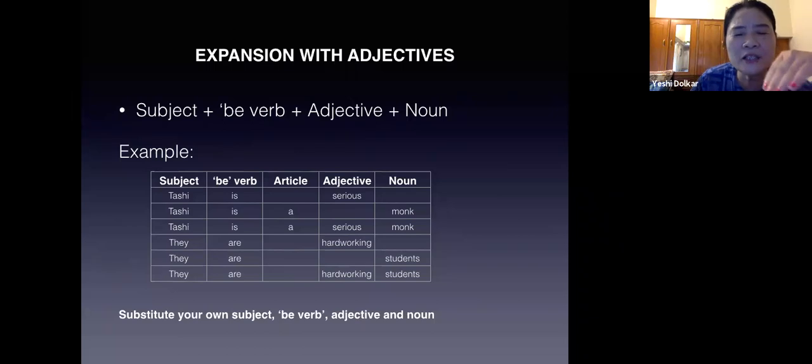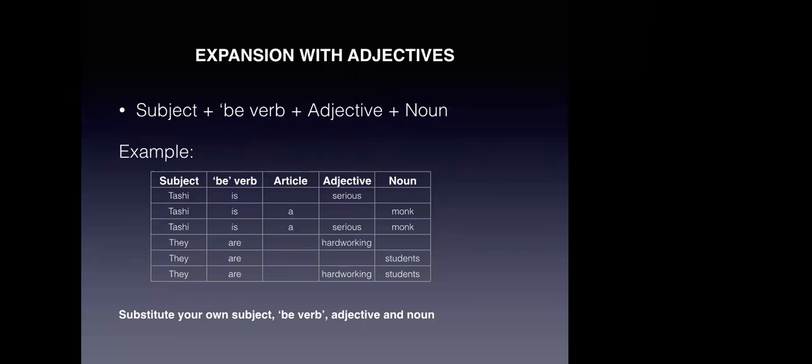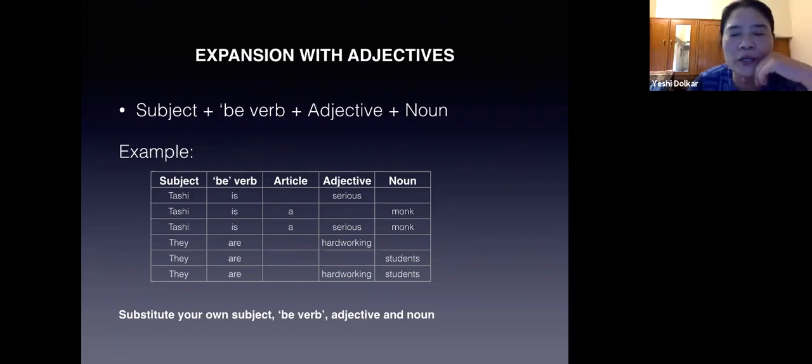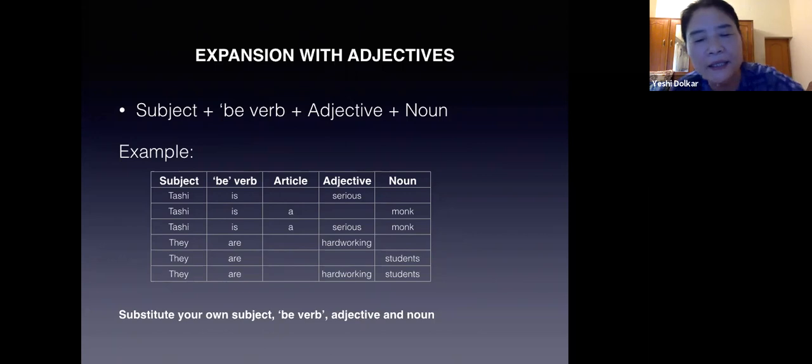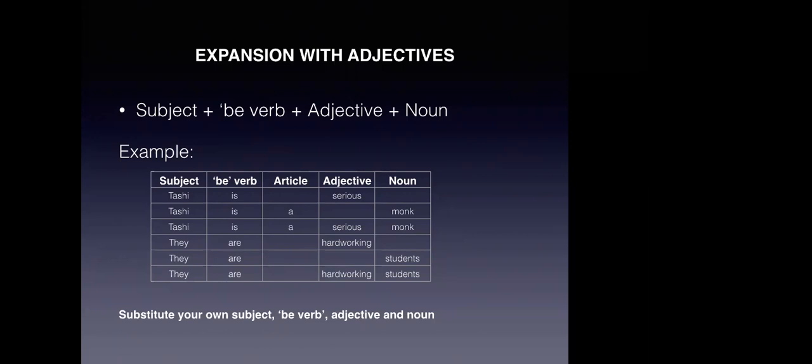Tashi is a monk. Noun. Now we put the adjective in the sentence before the noun. Tashi is a serious monk. Tashi is a serious monk. Because it is a monk, I have to put a there. And then I put an adjective. Tashi is a serious monk.